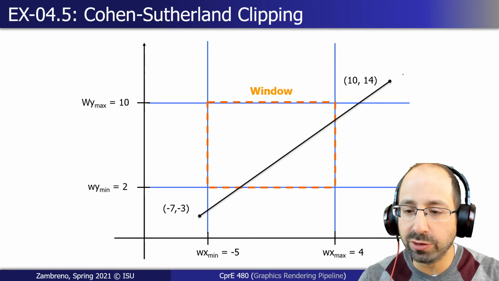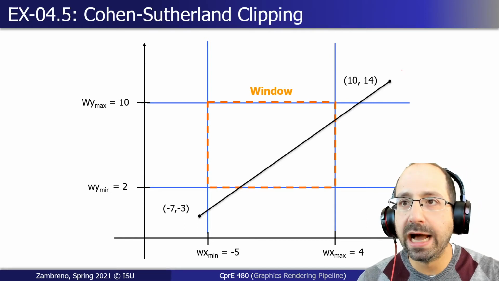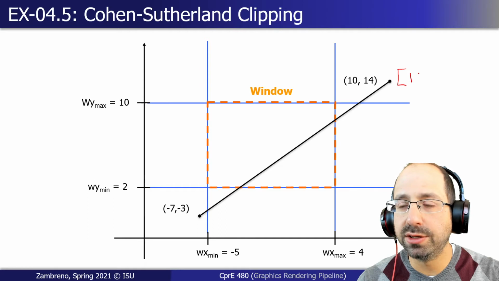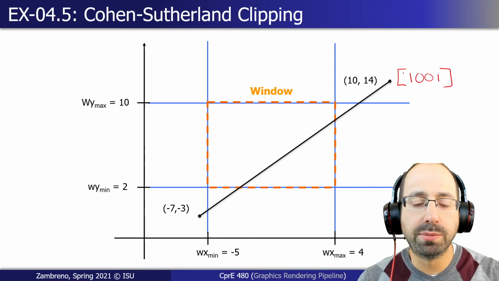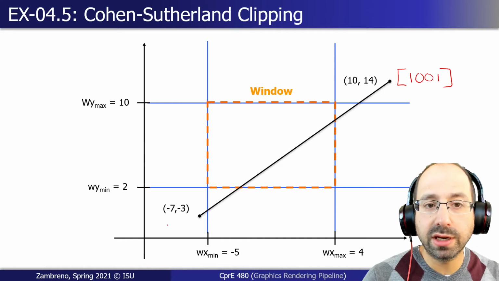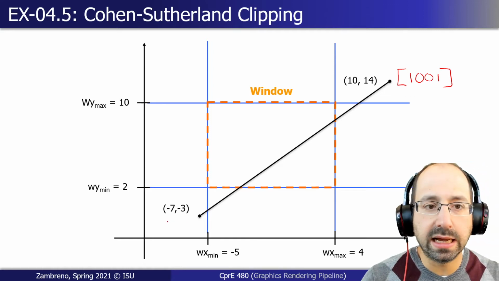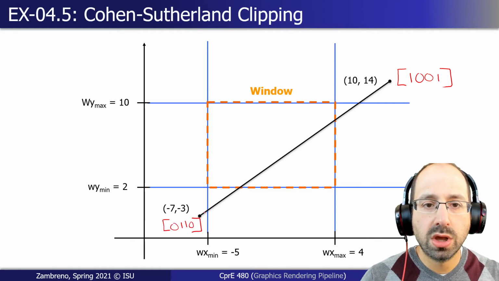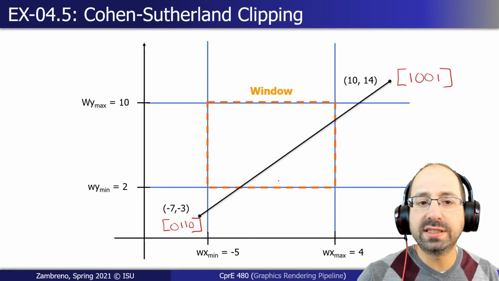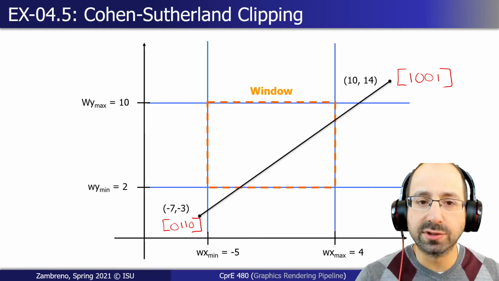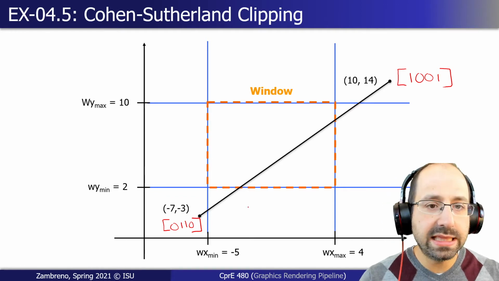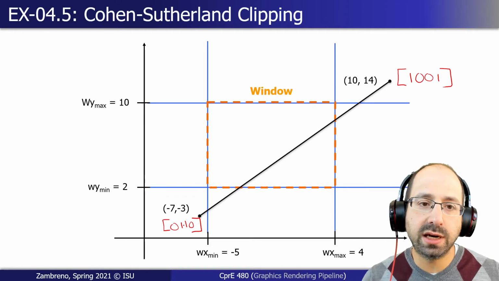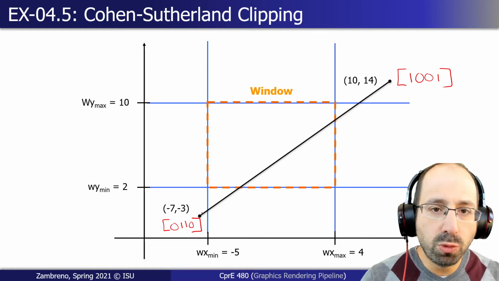But we could start with our region codes, right? So for this 10, 14 point, that is both above and to the right of the window, again, it doesn't matter what I do as long as it's consistent, whereas this point -7, -3 is below and to the left. So we would have to do our intersections. For both the left and right and top and bottom, there are those intersections we would potentially have to do. In this case, we know that since -7, -3 is below the window, we can then calculate this point here.